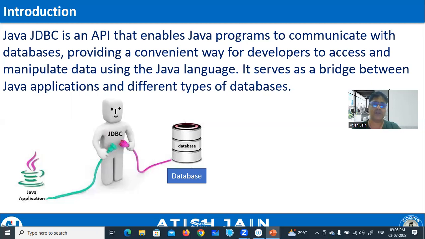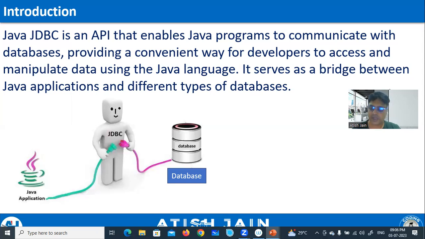In simple words, you can have a look at this picture here. JDBC is like a bridge between your Java application and different types of databases. Using the JDBC API, you can connect to any database in the market, provided the drivers are available. So JDBC is acting like a bridge that connects a Java application with other databases in the market.